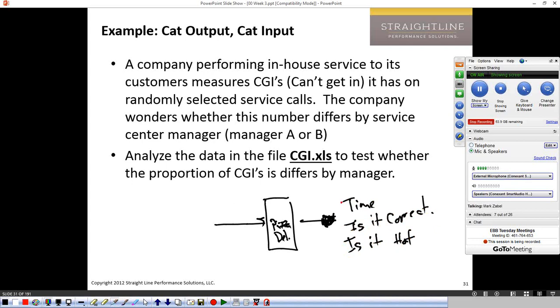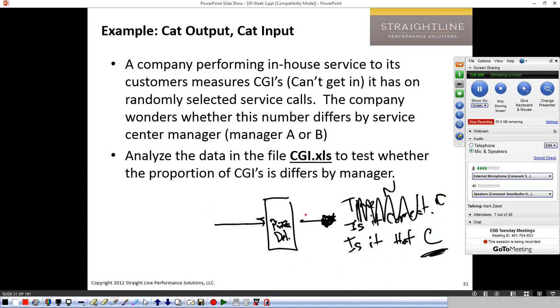Now, the time that it takes, that's a number. Is it correct? That could be maybe either, but it's probably, is it correct, yes or no, that's a cat. But how about is it hot? Definitely, it's either hot or not, so there you go, it's a cat. Great, so let me pick for this example, is it hot as a cat?